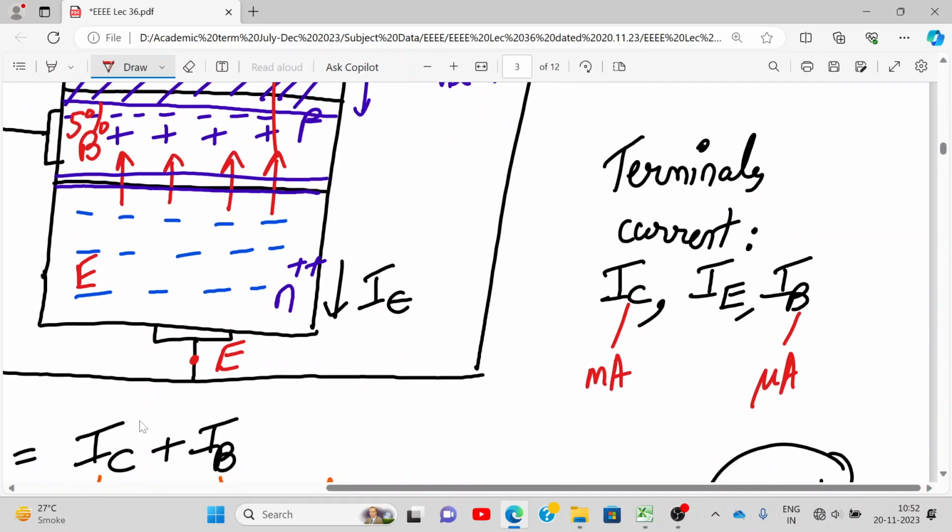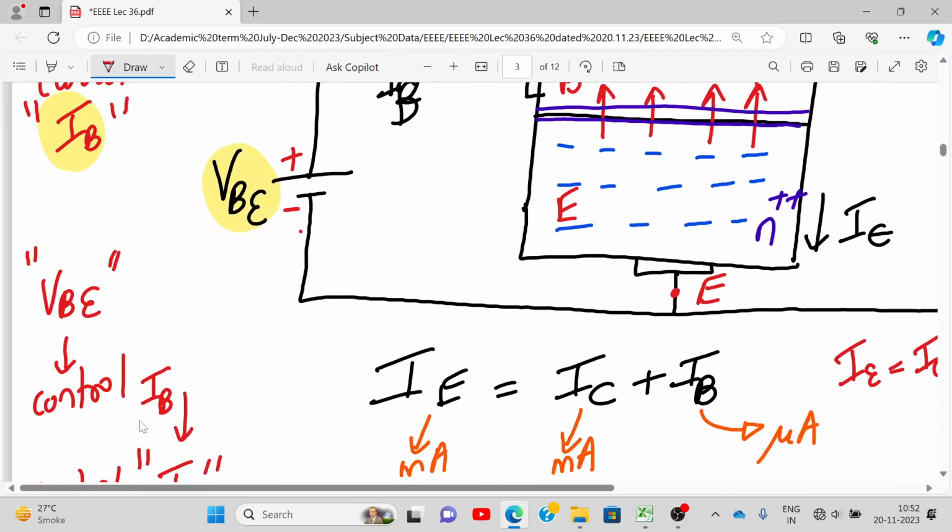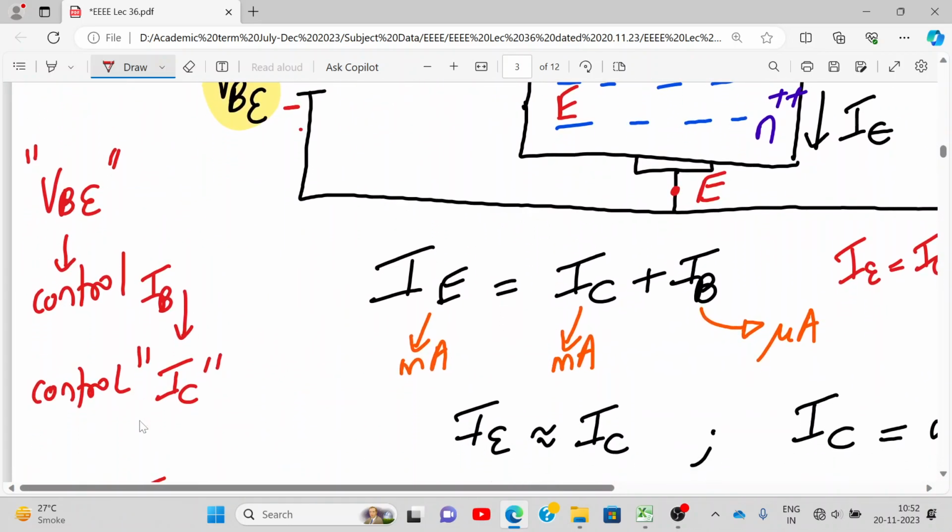What about the collector current? What about the emitter current? It's again in milliamperes. If you apply KCL at the node, the emitter current will be the collector current plus the base current. Fine. So VB will control IB and IB will control IC.